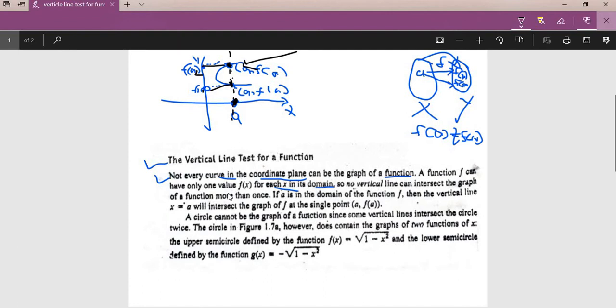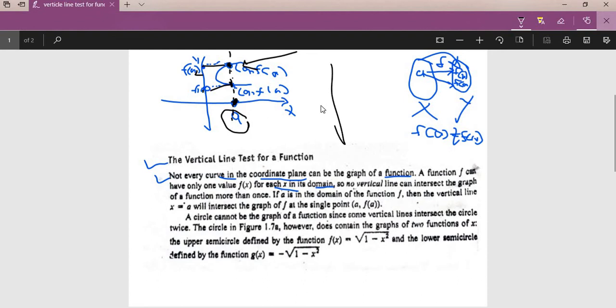So all these things are written over here. Let me explain them again. Not every curve in the coordinate plane can be the graph of a function. A function f can have only one value f of x for each x. If this is the graph of a function, then for each input a, there must be a unique value.